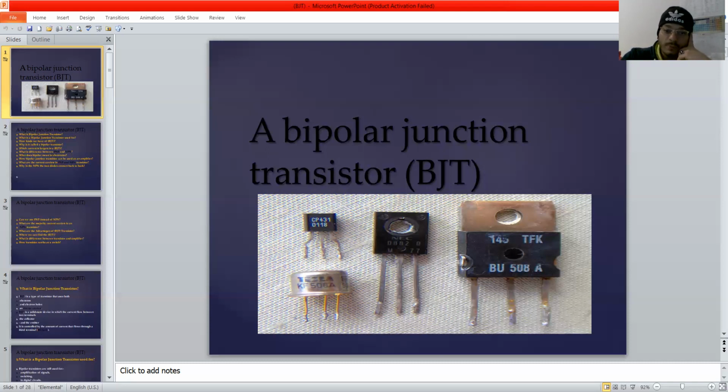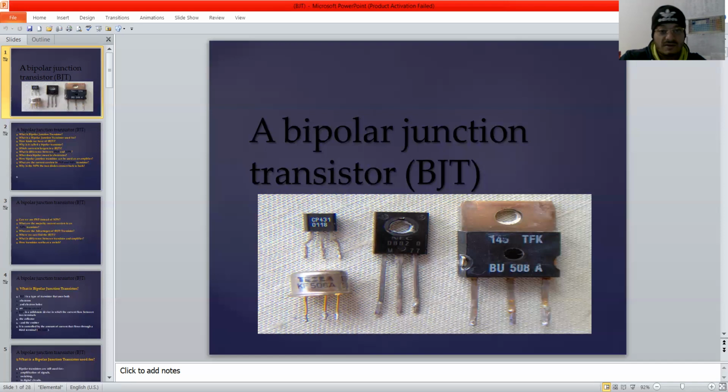In PNP, this wafer is doped with N semiconductor in the middle, and P on these two sides. One of them will be the emitter, the other will be the collector. The same thing here: emitter from this side, collector from this side, and the base terminal will be in the middle.